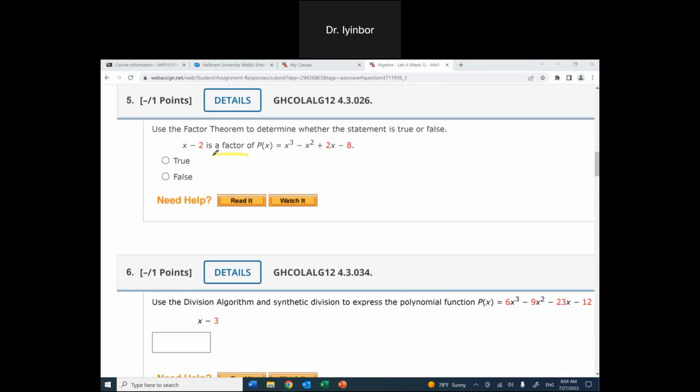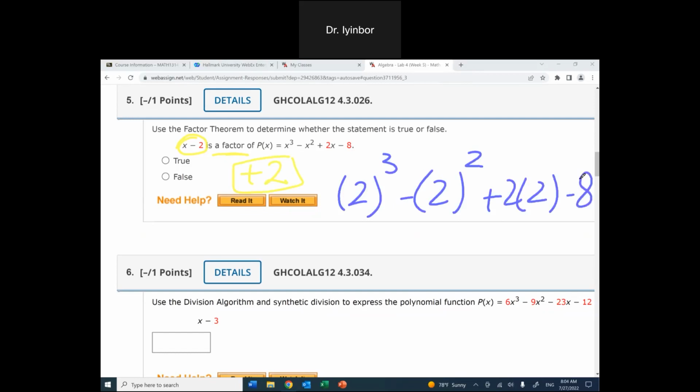Or the second way is to take the opposite of the number next to x, which is going to be positive 2, and replace x with positive 2. Plug it in. So I'm going to plug it in. I'm going to have 2 cubed minus 2 squared plus 2 times 2 minus 8. If you plug that into the calculator, it's going to give you remainder 0.